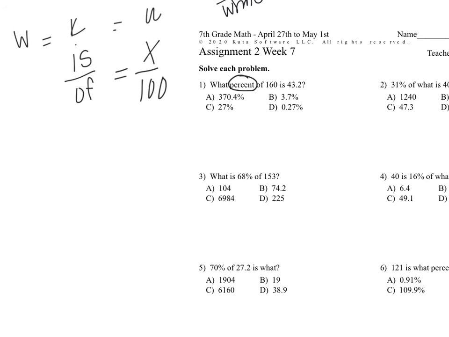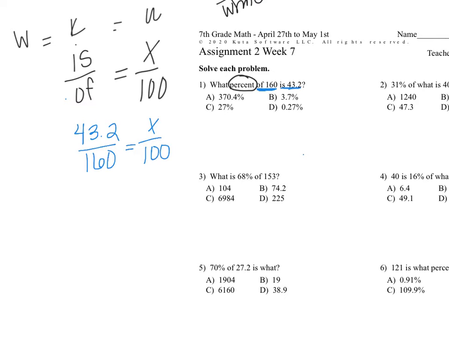So on this one, on number 1, I'll use a different color. What percent? When it says what percent, I know x over 100 is part of my ratio. Of 160. So the word before the number tells you where it needs to go. Of 160, so 160 goes where of would go in your ratio. Okay, is 43.2.